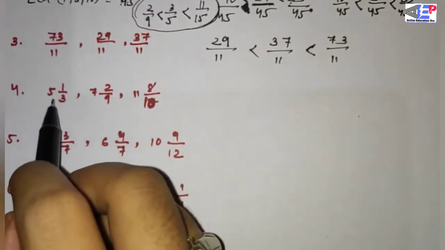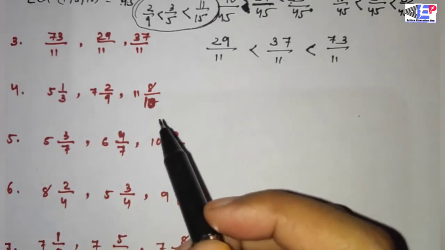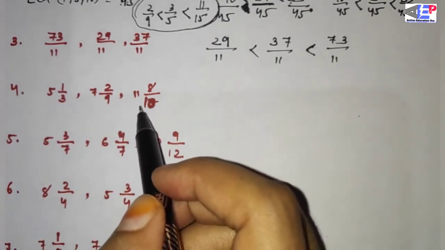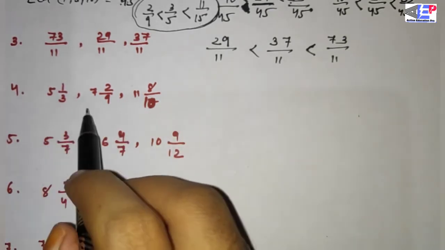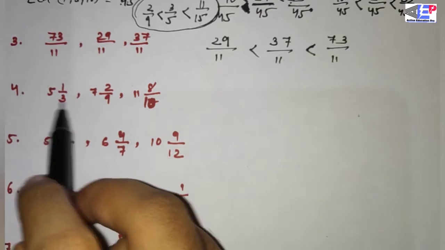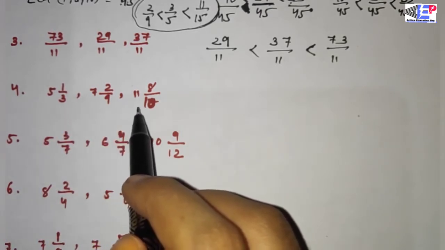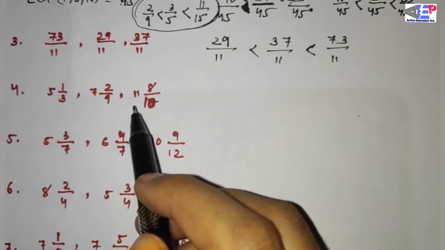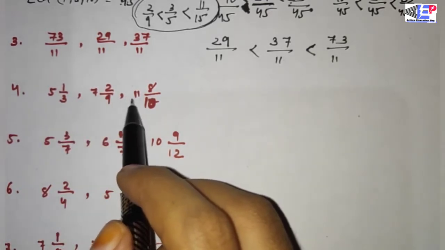Then question number 4: 5 1 by 3, 7 2 by 9, 11 8 by 10. From these three fractions, these are mixed fractions. So you first have to search for the higher whole number. Look here, 5, 7, 11, which is the highest value.